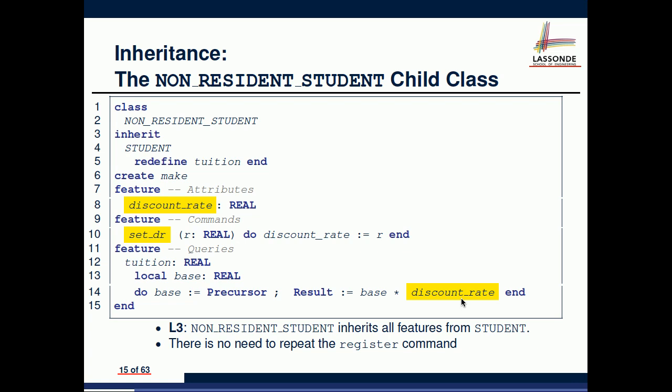Yes, correct. So think about what you're doing here. If you look at line number 14 over here, precursor is basically calling the tuition feature in the parent class. If you think about tuition itself, it's basically a query taking no parameter. That's why you're just putting precursor over there, right? And then the tuition is returning a real number. So when you say precursor, it's just returning a real number.